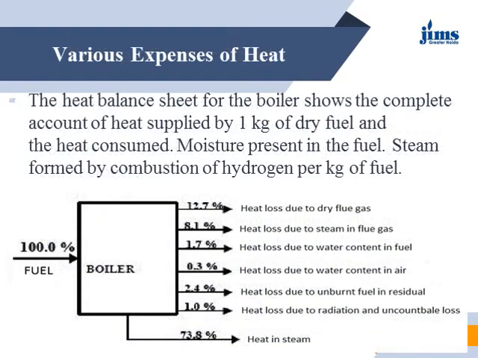So here you can see the various expenses of heat. When 100% of the fuel is combusted, there are different percentages of the heat generated. 12.7% is heat loss due to the dry flue gases, 8.1% heat loss due to the steam in flue gases, 1.7% heat loss due to the water content in the fuel, 0.3% heat loss due to the water content in air, 2.4% heat loss due to the unburned fuel in residual, 1.0% heat loss due to the radiation and unaccountable loss, and 73.8% is the heat in the steam.